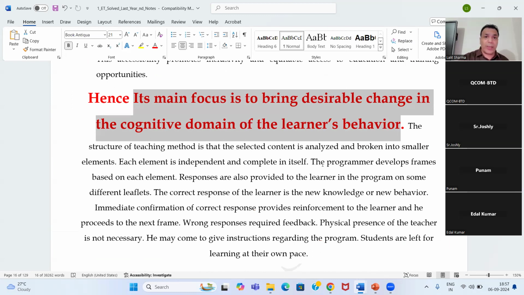What is the cognitive domain? There are three types of domain, right? Cognitive is related to memory and thinking. Okay, you have to work on these three domains. You have to develop them in the students, right? Cognitive domain, affective domain, you have to work on.